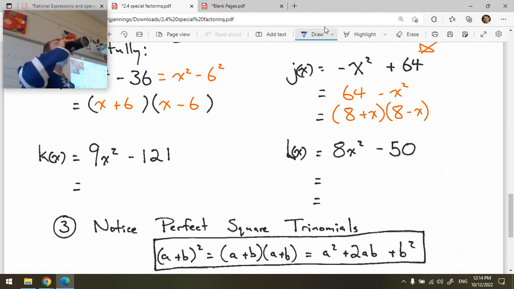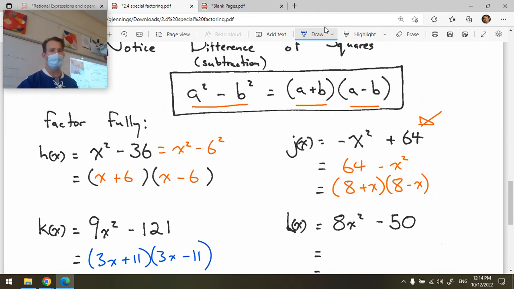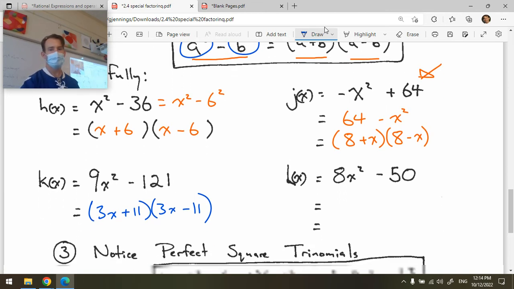So 11. Is 9x squared a square? Yeah. What would I have to square to get 9x squared? 3x. So this one, if you notice that that's 3x squared, 3x plus 11 multiplied by 3x minus 11. We'll factor that one perfectly. I do these in one step because I just use the pattern up here. A squared minus b squared equals a plus b times a minus b. This is the pattern that we notice. If you notice you have a square, subtract another square, then they break down that way.